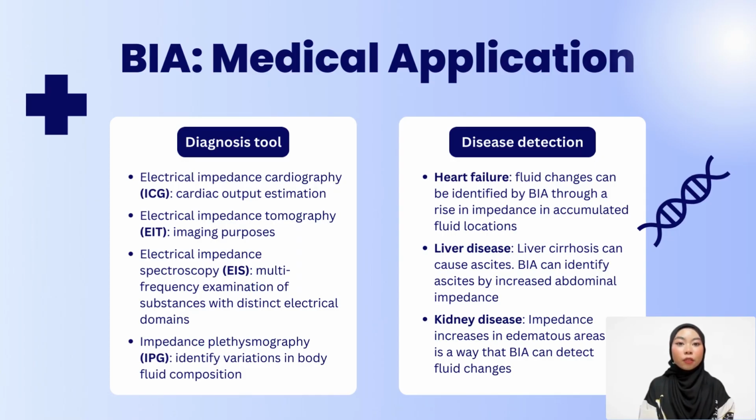BIA has been applied to various techniques for diagnosis, including ICG for cardiac output estimation, EIT for imaging purposes, EIS, and IPG. It is also used for disease detection such as heart failure, by identifying fluid shift through a rise in impedance in accumulated fluid locations due to higher extracellular water content. BIA can also detect liver disease such as ascites because of the increased abdominal impedance. Changes in total body water from intracellular to extracellular regions can be seen by BIA, which may indicate the start of ascites. Kidney disease can also be identified by BIA. Impedance increases in edematous areas is a way that BIA can detect fluid changes.